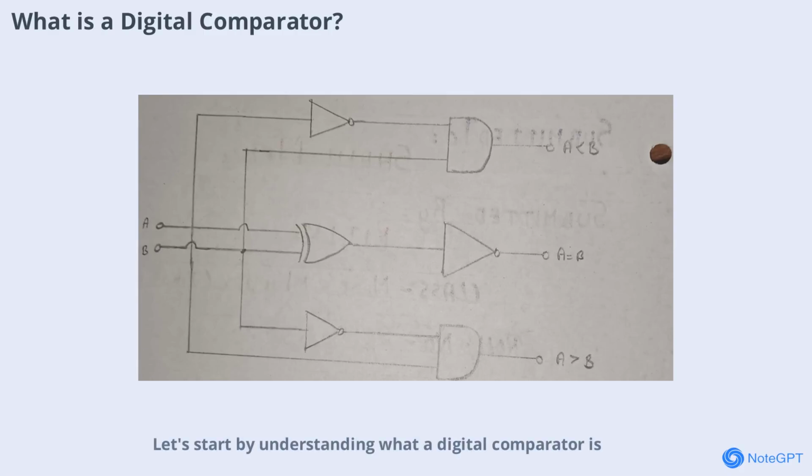Let's start by understanding what a digital comparator is. In digital electronics, a magnitude comparator is a combinational circuit that compares two binary numbers and determines their relationship, whether one is greater than, less than, or equal to the other. These comparators are fundamental in various applications, from CPUs and microcontrollers to control systems, where binary values represent physical quantities like temperature or position. The basic idea is simple.